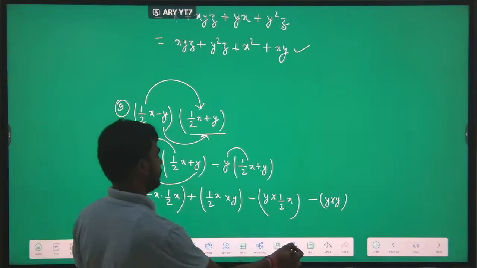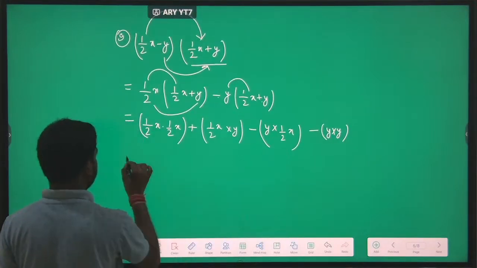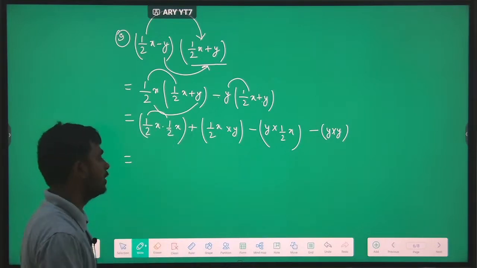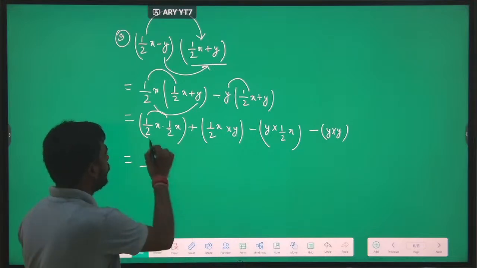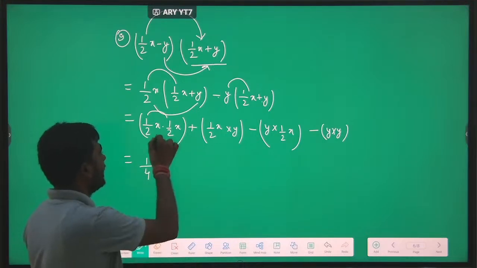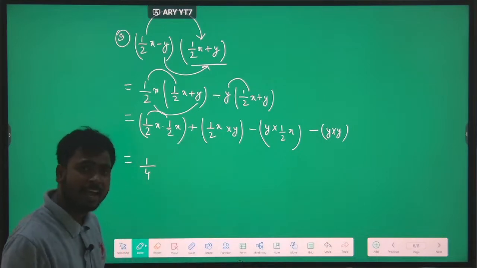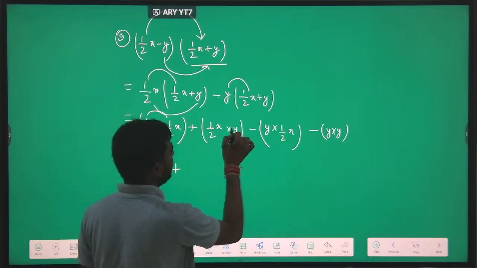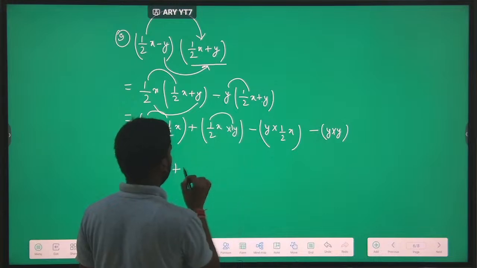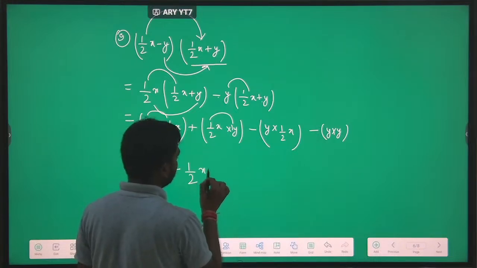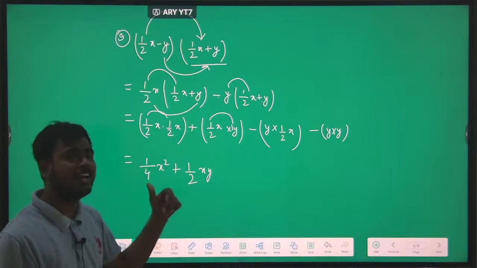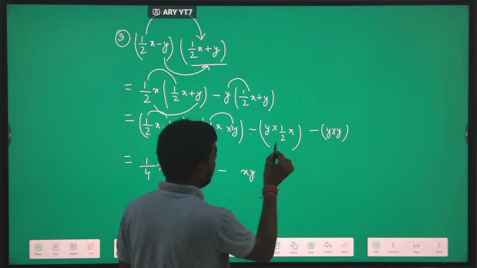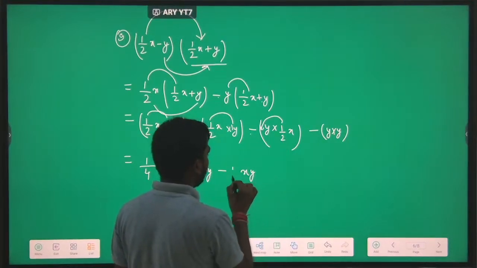So what we are getting? We are getting 1 by 2 when multiplied with 1 by 2. The numerator will be multiplied with numerator, and we will get 1 into 1 as 1 and 2 into 2 as 4. It will be 1 by 4. X into x, bases are same, power will be added. So it will be x to the power 2, plus half into 1 will be half multiplied with x and y because both the variables are different, minus y into x, it will be xy, and half into 1, what it will be? Half.